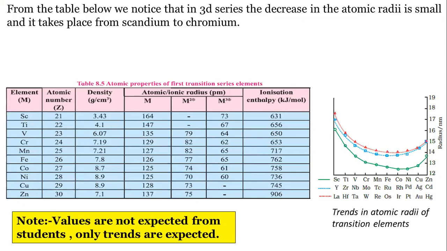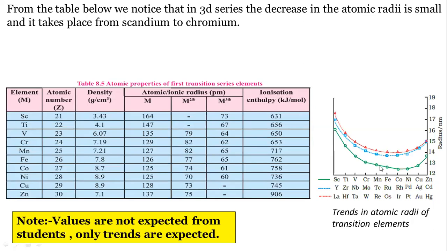As the electron is added in the same shell, its effect occurs on the nuclear charge. If the nuclear charge increases, then initially in this graph, from scandium, titanium, vanadium, chromium, manganese, up to manganese we can see the atomic size suddenly decreases.